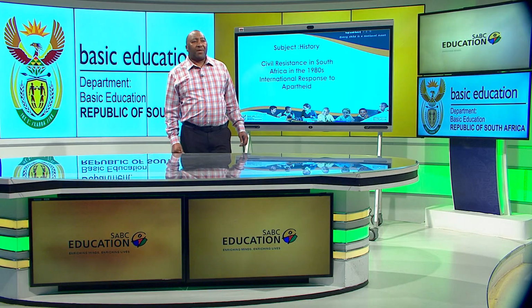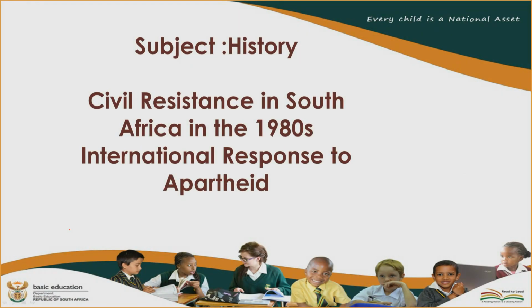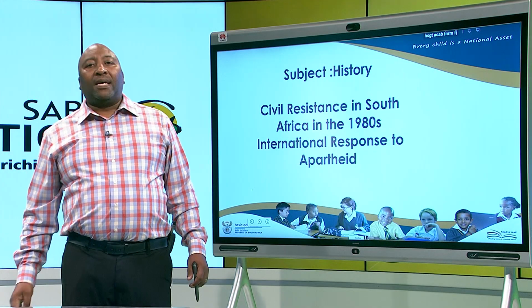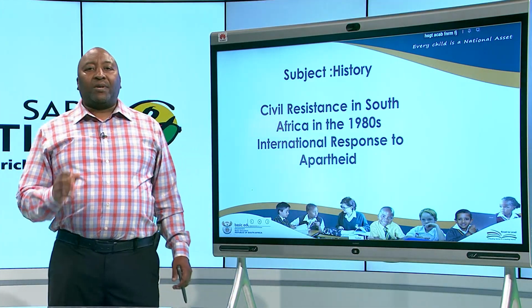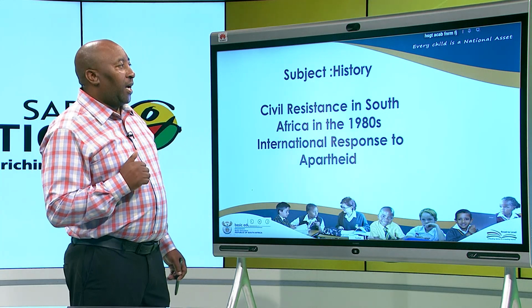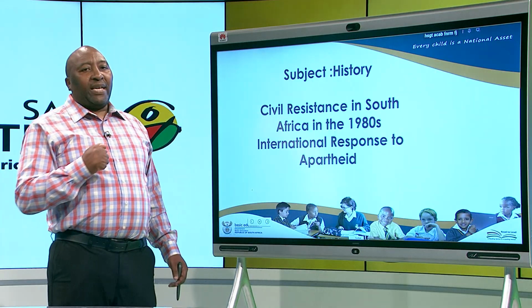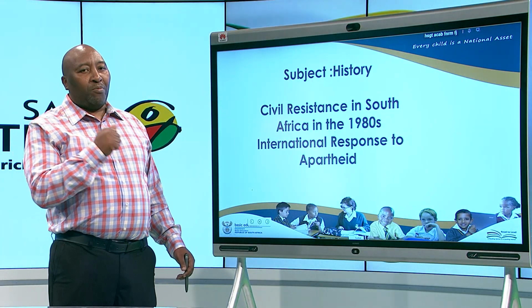Today, I would like to present to you a topic in paper 2, which is called the International Response to Apartheid under Civil Resistance. This topic is an essay section, which is covered in paper 2. Now, we are going to be looking at how the apartheid government was dismantled by the international community.